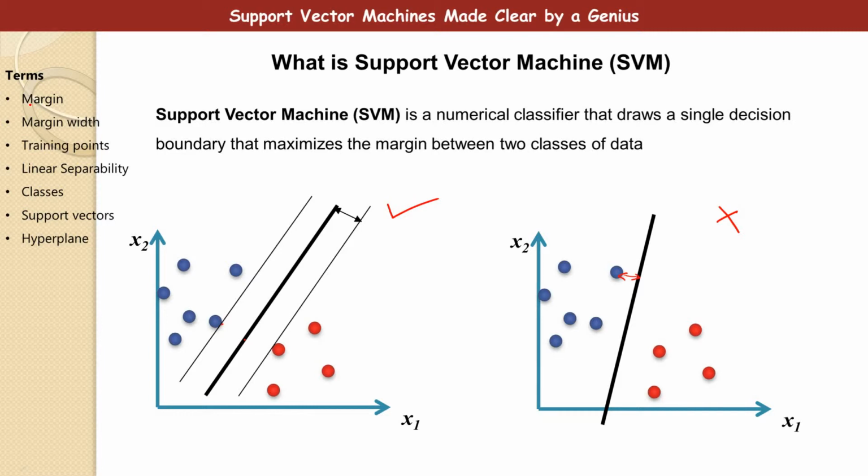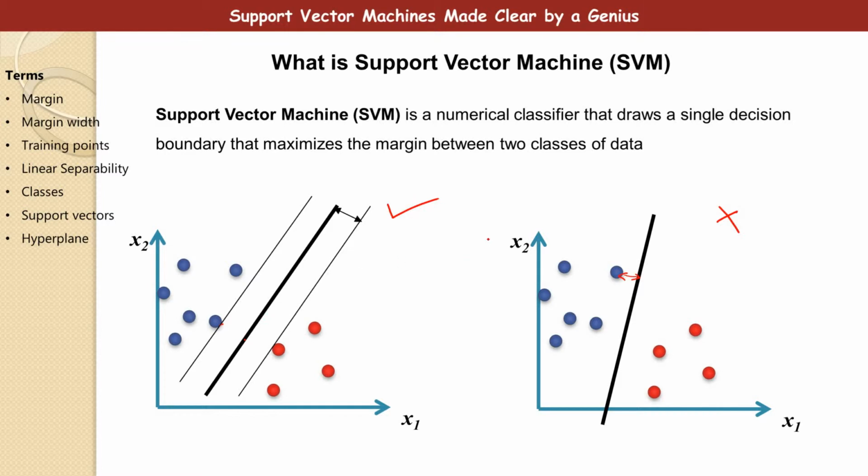Good. So let's review the terms. We have margin. Margin is the distance from the nearest data point to the dividing line. Margin width is the distance between these two points, the distance between this point and this point. So basically, the margin width is 2 times the margin.